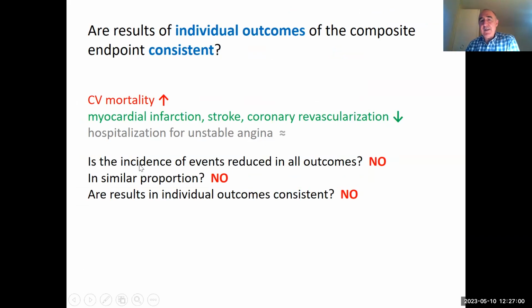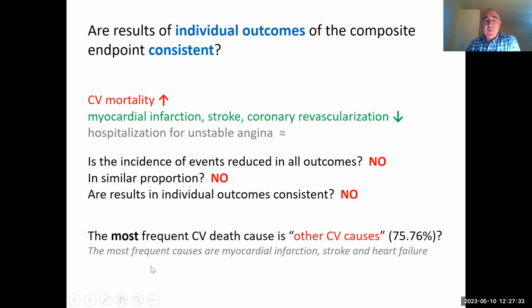We could think, is the incidence of events reducing for all outcomes? No. The behavior of the drug for all these different cardiovascular outcomes is strange. In a composite outcome, you expect that all individual outcomes are reduced more or less to the same extent, but this was not the case, and there was no consistency.